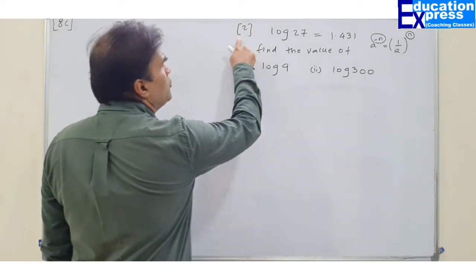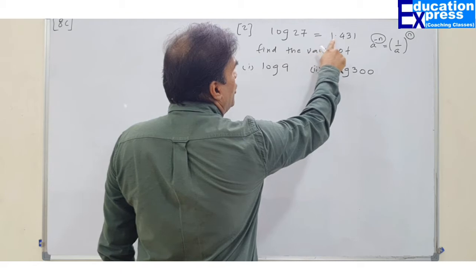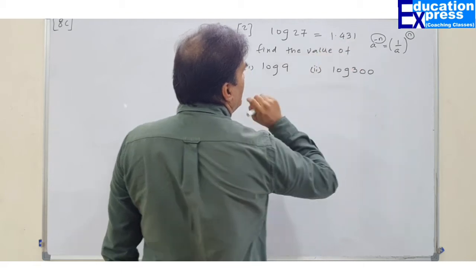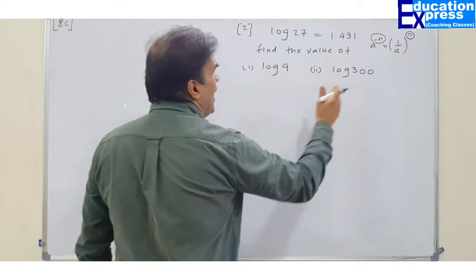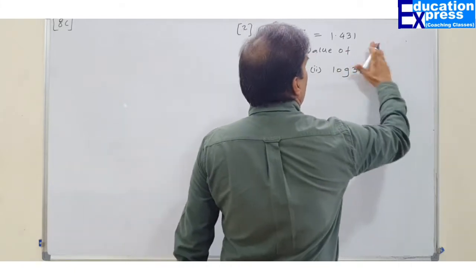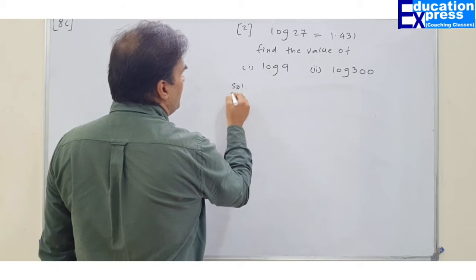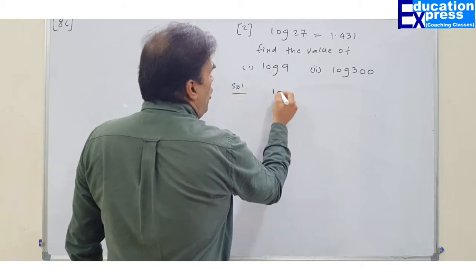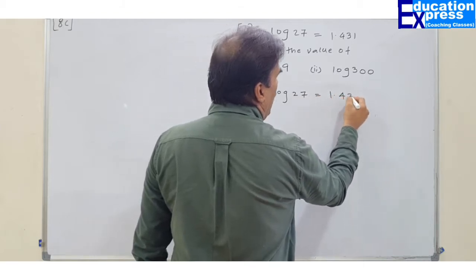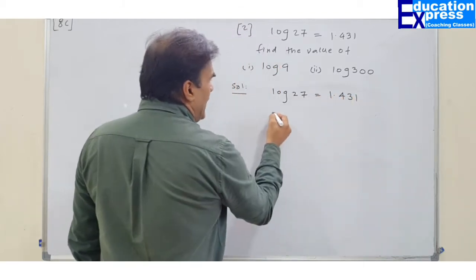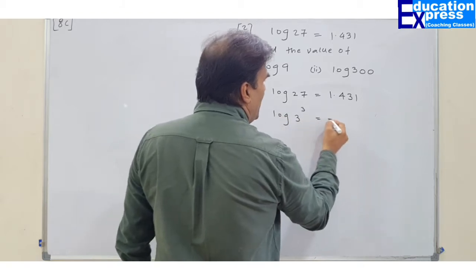Look at question number 2. Log of 27 is equal to 1.431. Since we know 27 is a cube of 3, let us try and convert it into the smallest form. Solution. Log 27 equals 1.431. So can I say log 3 raised to 3 will be equal to 1.431.